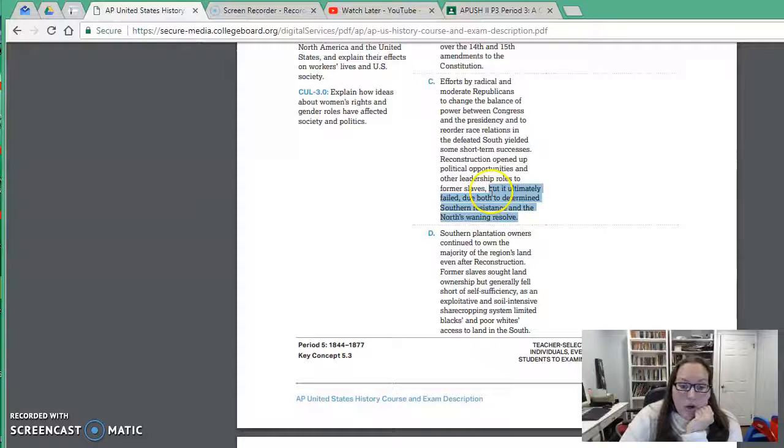Then the second part of that says, but it ultimately failed, due both to Southern resistance and the North's waning involvement. We saw that on one of the review tests we took about Reconstruction ending just because the North is tired of fighting it. They realize they can legally reconstruct the South, but they can't socially reconstruct the South.